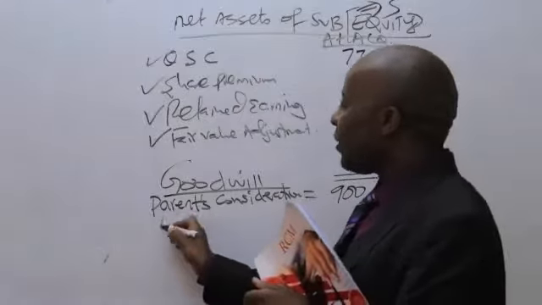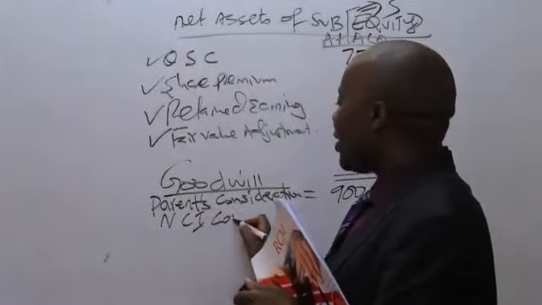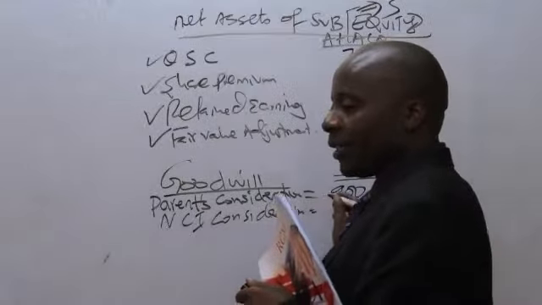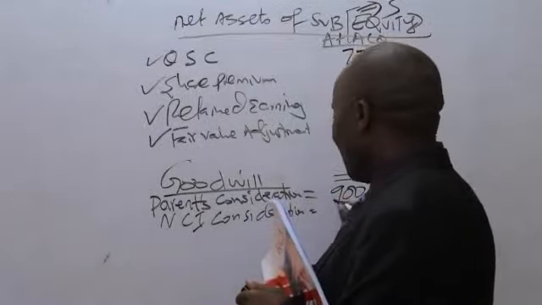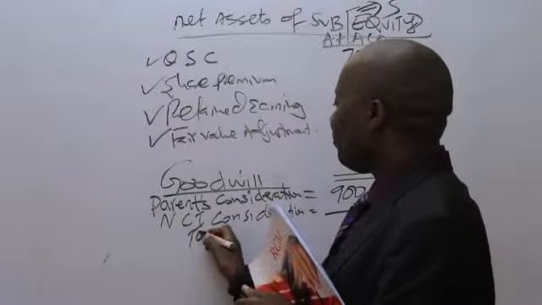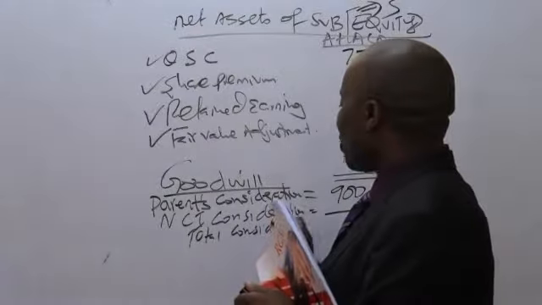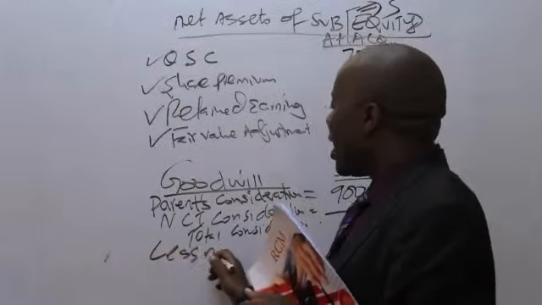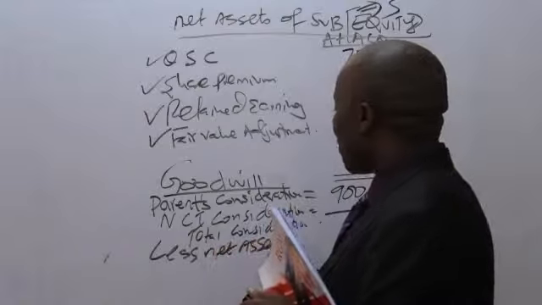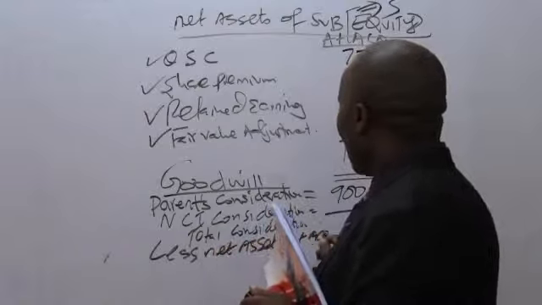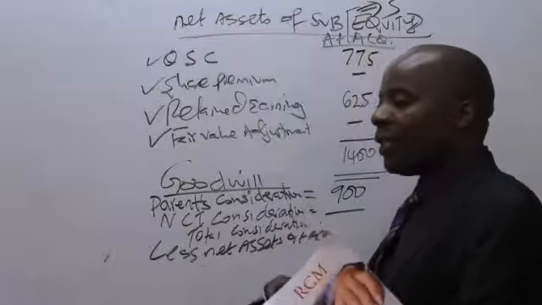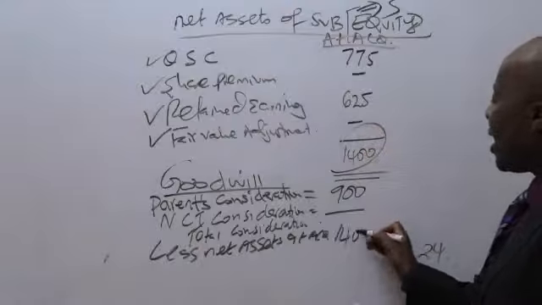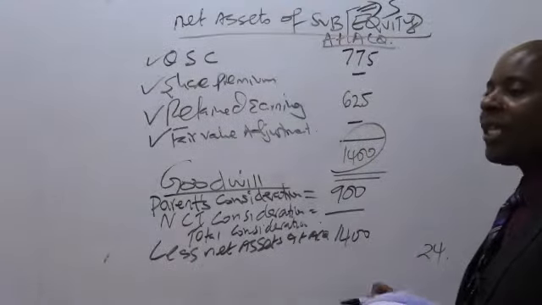Alafu unakuja unasema, remember the parent never bought everything. NCI's consideration, kwanza unawacha space. Unakuja unasema hapa total consideration, kwanza unaiwacha. Unakuja unasema hapa chini, less net assets at acquisition. Are you able to see the net assets at acquisition? Net assets at acquisition ndizo hizi. Ni 1,400.